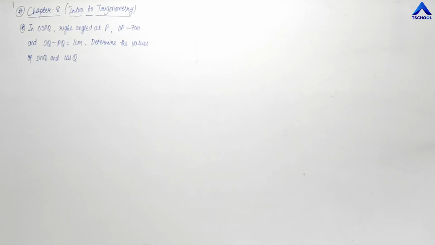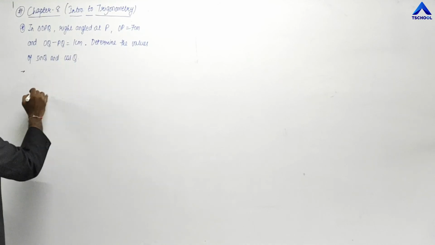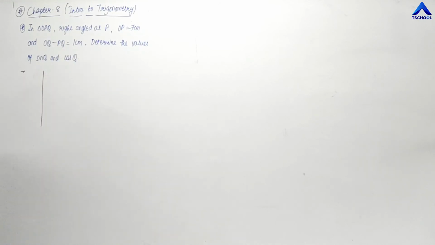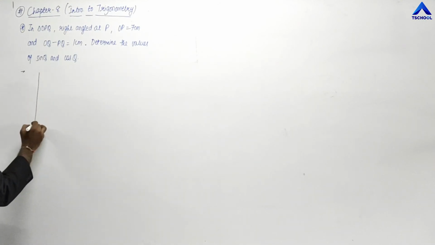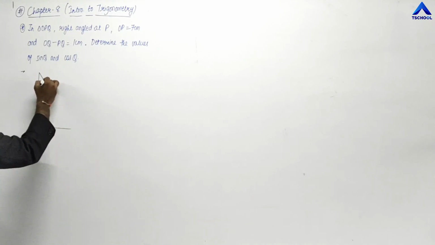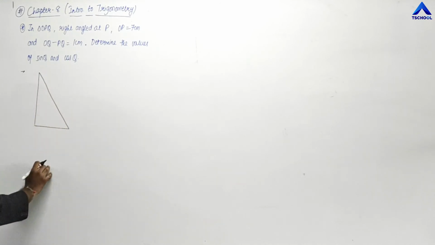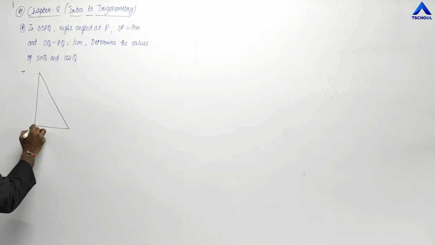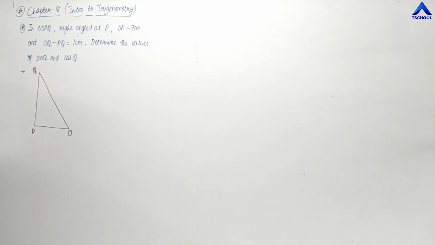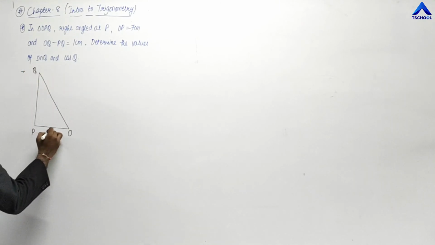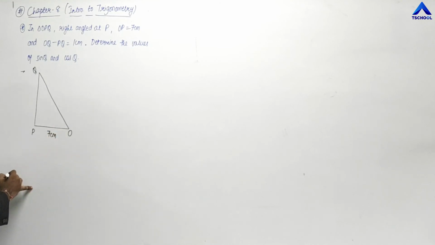So first of all, friends, from the given question, we can draw a figure that in triangle OPQ, right angled at P. First of all, let us draw this figure. Let me draw a straight line. Right angled at P. So this is P. Let me take this as O and let us take this as Q. We are given that OP is 7 centimeter.